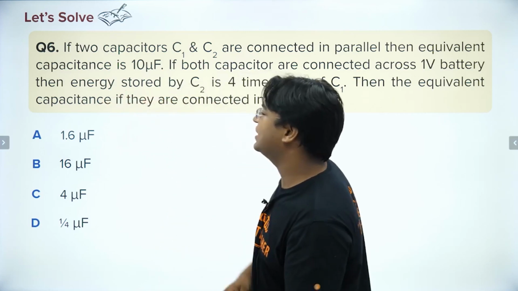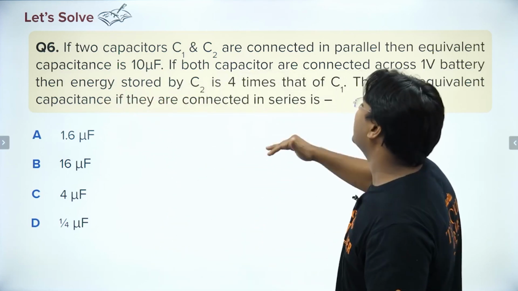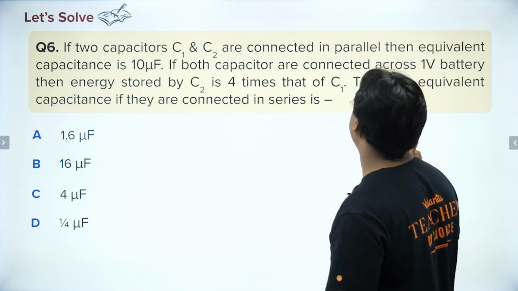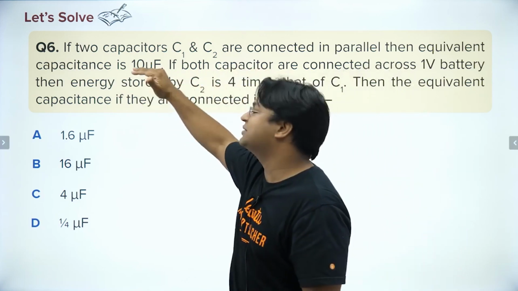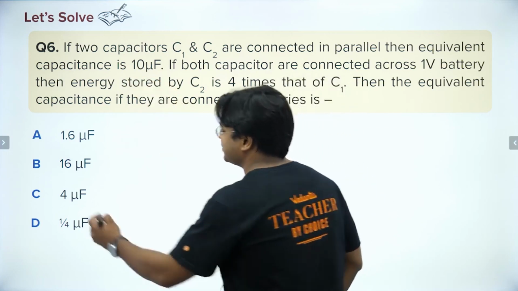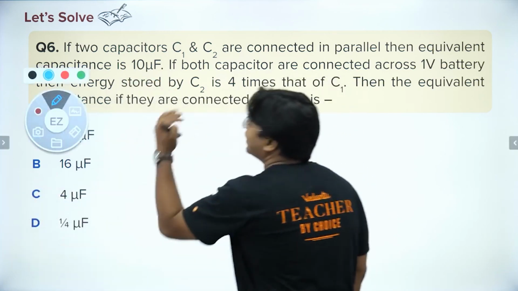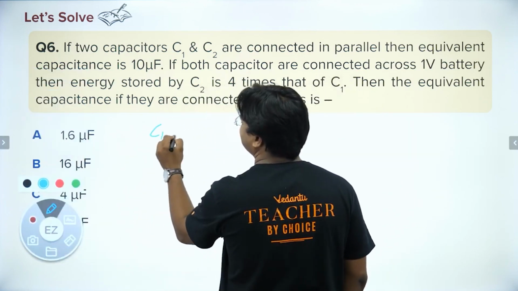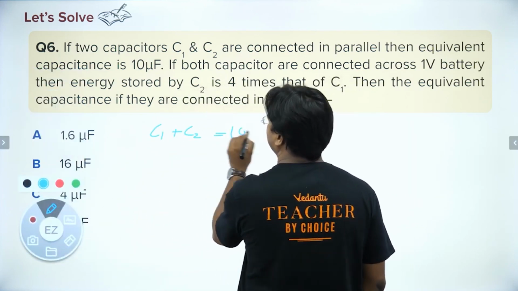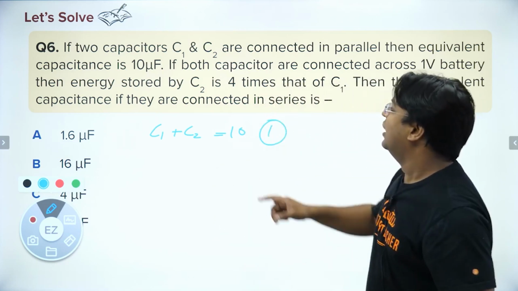Now this is an easier question. If two capacitors C1 and C2 are connected in parallel, then their equivalent capacitance is given to be 10. Which means, if they are connected parallelly, equivalent capacitance is 10. So we can say that C1 plus C2 will be 10. So that is my one equation.